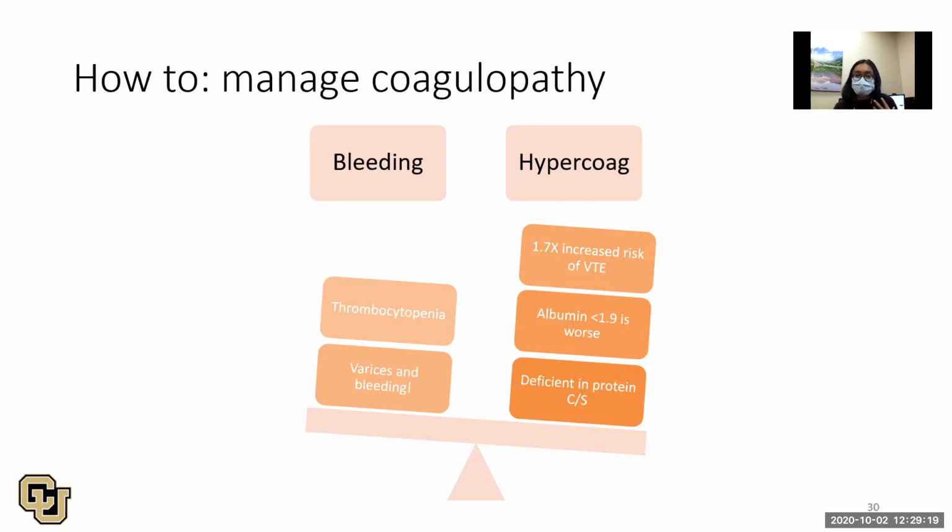And then some people have a history of hypercoagulability because of the reasons you said. So they're deficient in protein C and S, and data suggests that patients who have albumin less than 1.9 are worse off. These patients are already at 1.7 times the risk of VTE than people who don't have cirrhosis. You guys are right, this is really a balance.